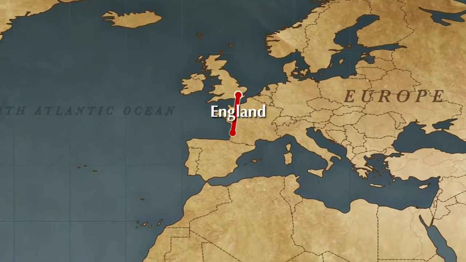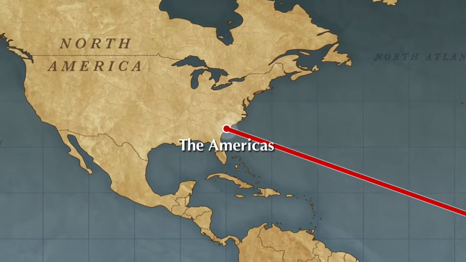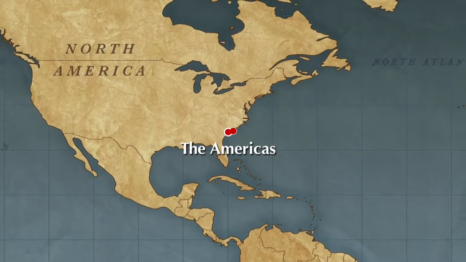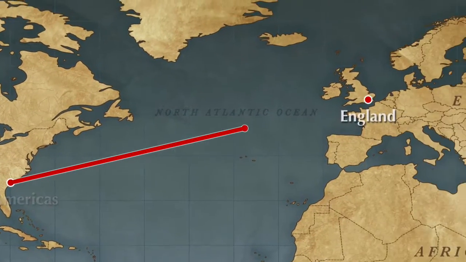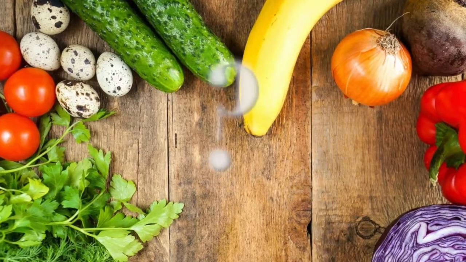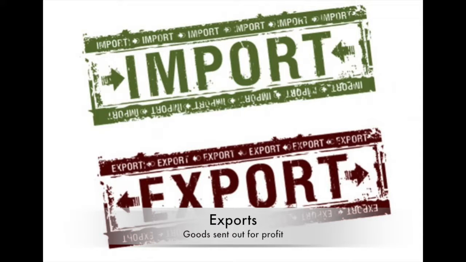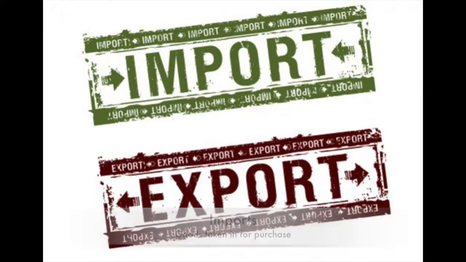The triangular trade consisted of three main countries which exchanged with one another. England sailed goods to Africa, Africa sailed goods to the Americas, and the Americas sailed back with goods to England. Each country's voyage took about 5 to 12 weeks to complete. So what types of goods were used for shipping? Exports, or goods sent out for profit, were exchanged for imports, goods taken in for purchase.